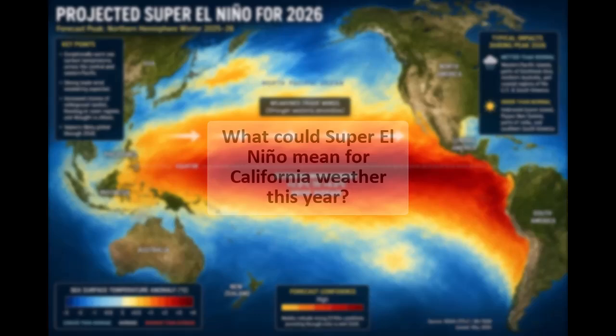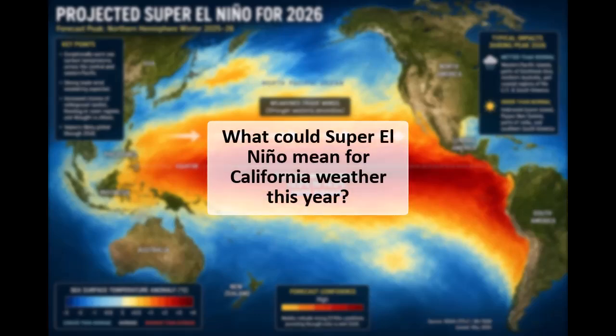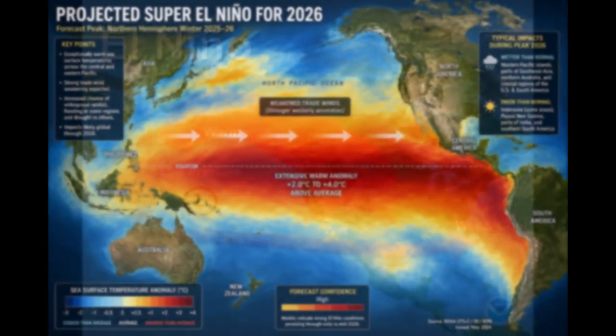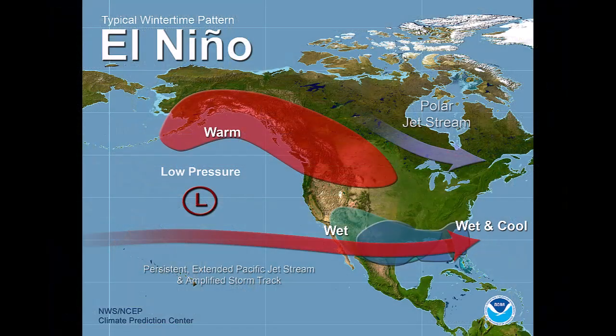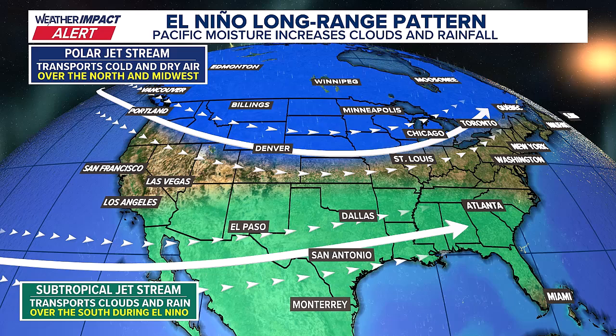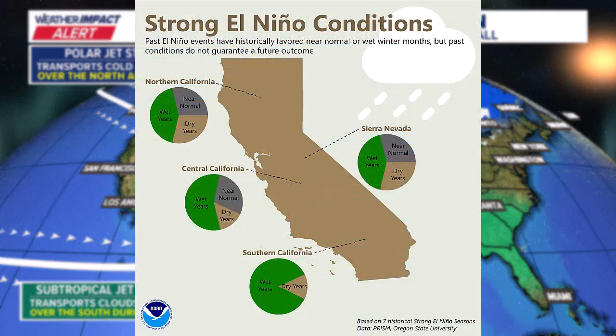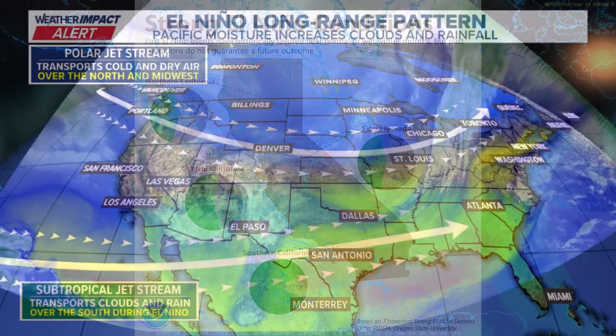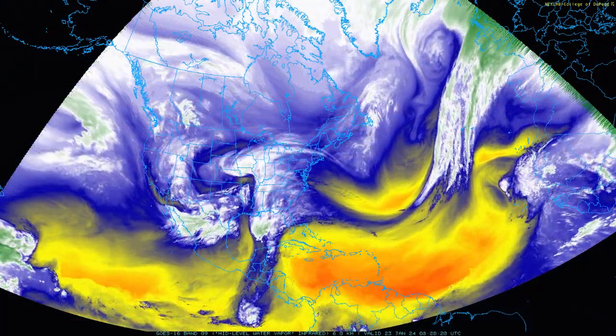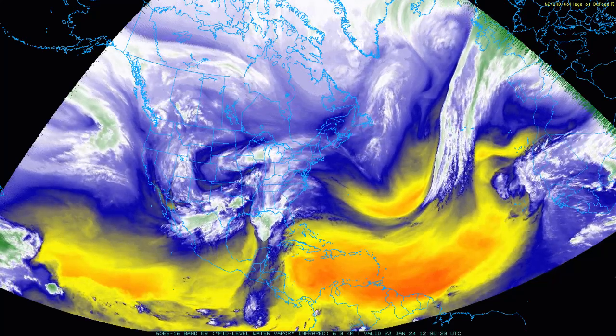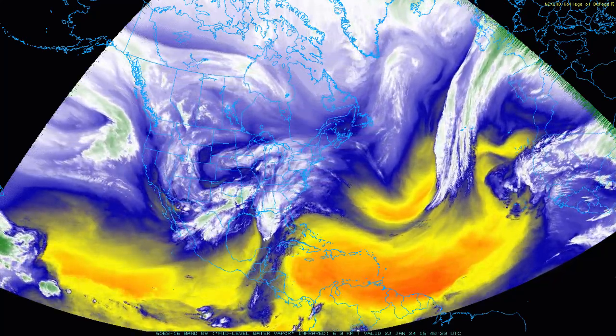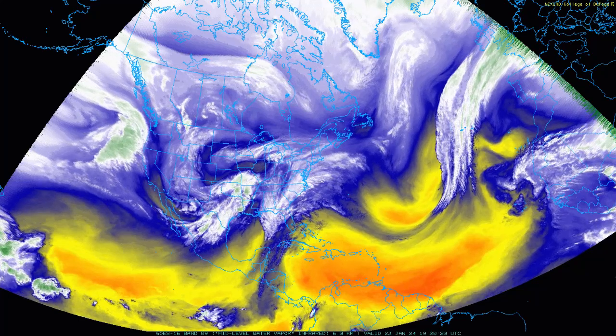Now let's dive into what a Super El Niño could potentially mean for weather patterns across California this year. Previously, we have discussed that the warmer tropical Pacific waters during an El Niño phase can cause the Pacific jet stream to move farther south of its typical position. This shift will allow for more storms to move through the southern portion of the United States, leading to the potential for wetter and cooler than normal conditions. Of course, this is not a guarantee, and rather just a pattern found during El Niño events. Actual day-to-day weather patterns remain highly variable and dynamic.